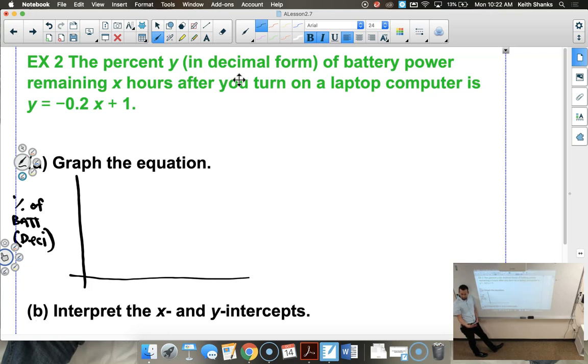Okay. Down here, what's on the x-axis? What does x represent? Hours. Okay, it represents hours. In this case, specifically, hours after you turn on your laptop.